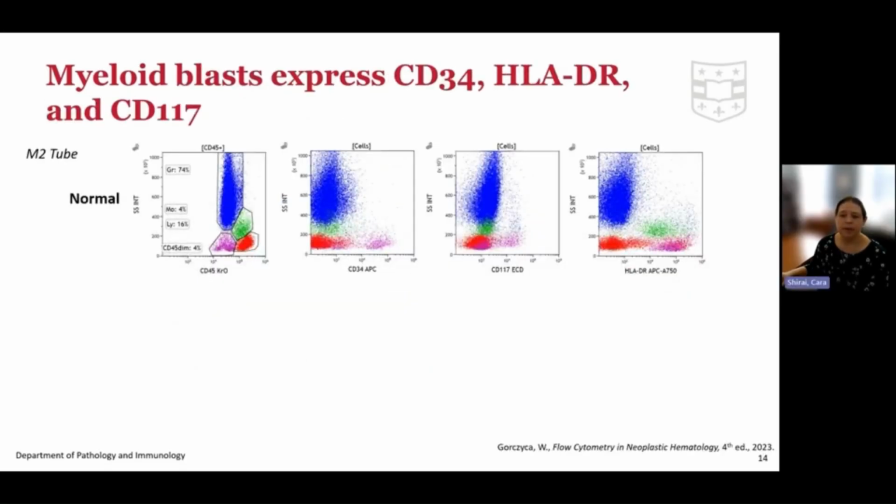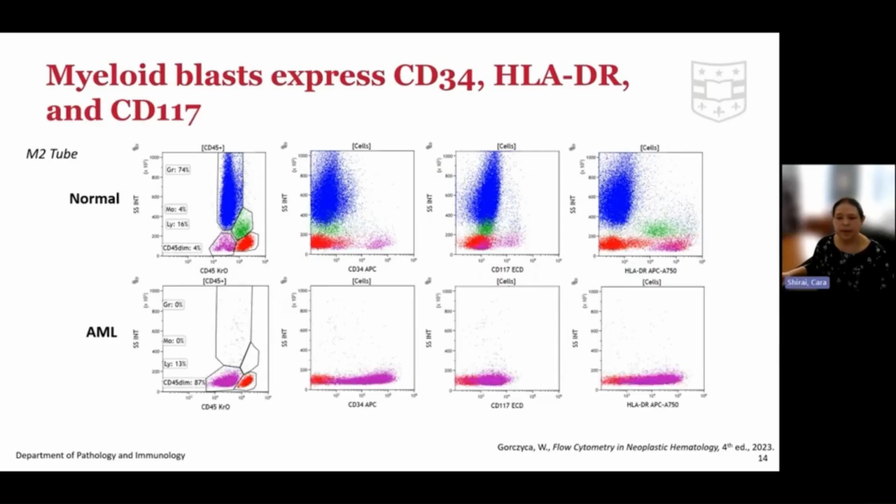Both normal and abnormal myeloid blasts express CD34, CD117, and HLA-DR. Shown here is a normal patient bone marrow pattern in the M1 tube for CD45, CD34, CD117, and HLA-DR, all displayed on the x-axis with side scatter displayed on the y-axis. The normal patient has a small myeloid stem and progenitor cell population that is CD45 dim, low side scatter, and positive for all three antigens. This population is purple in all the plots.